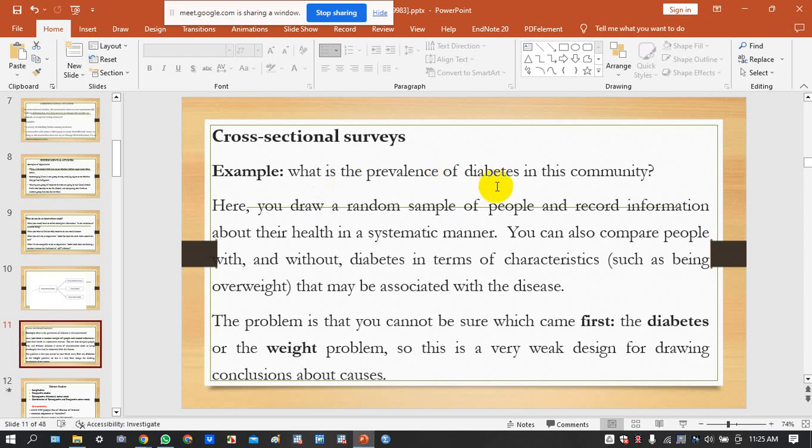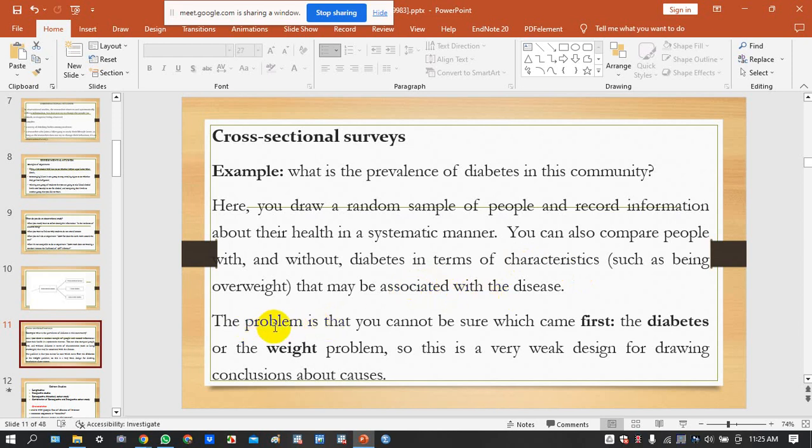So what is the prevalence of diabetes in this community? So it's an example. Here you draw a random sample of people and record information about their health in a systematic way. You can also compare people with and without diabetes in terms of characteristics. When I was doing my research, I used women with anemia and women without anemia. Like I said, I took 200 anemic women and 200 non-anemic women. So you can also compare people with and without diabetes in terms of characteristics, such as being overweight, that may be associated with the disease.